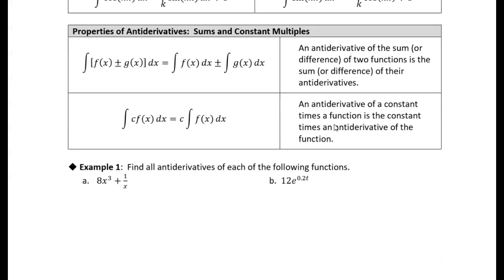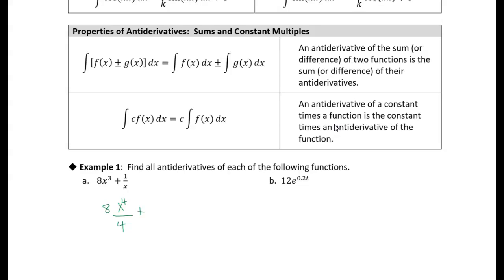Now it's too bad that I can't see both of these on this same screen. But if we want the antiderivative of 8x cubed plus 1 over x, okay. The 8 is just a constant, so I'm just going to write that. And then I want the antiderivative of x cubed. So it's x to the n plus 1 over n plus 1. Okay. And then this is just a sum. So the antiderivative of a sum is the sum of the antiderivatives. So I'll just put a plus there.